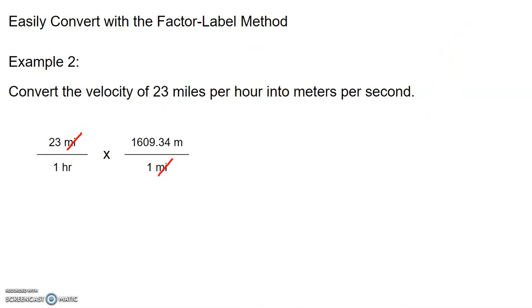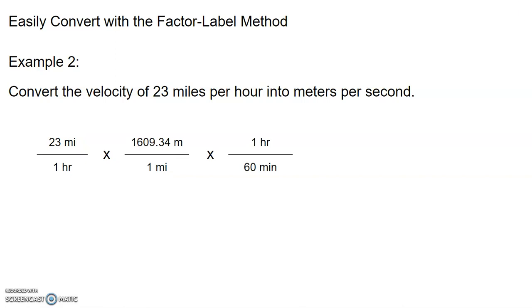But that's just step 1, because if we were to just multiply this right now, we'd have the rate in meters per hour. And that's not what we're trying to get. We're trying to get meters per second. So now we would want to convert the hours into seconds. Now, if you don't know how many seconds are in an hour, that's okay, because you should know how many minutes are in an hour. And that number is 60 minutes in 1 hour.